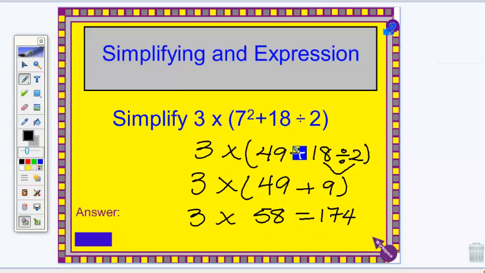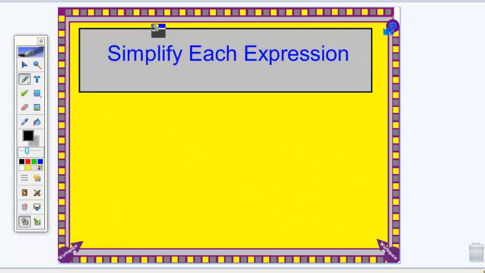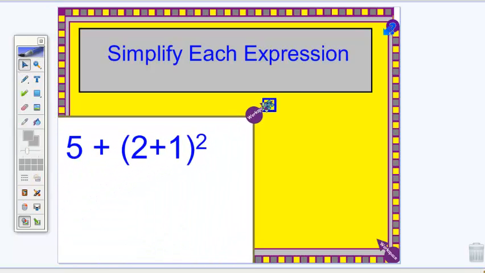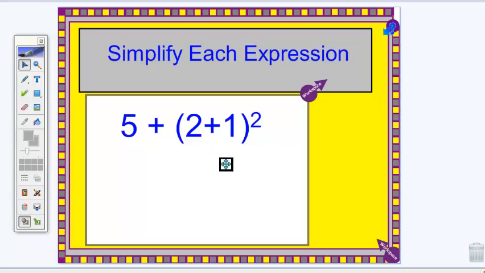Okay, so please do as much as you can mentally before grabbing that calculator. So once again, if you have any questions, please rewind this so you can see how it was done. Okay, so here are some for you to do by yourselves. Okay, so go ahead and try this one and then come back to get the answer.